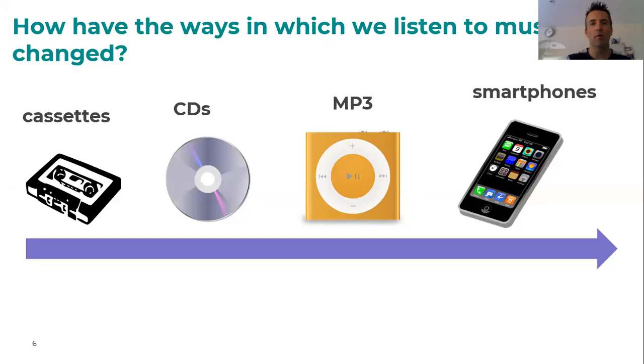So a quick recap to start with. How have the ways in which we listen to music changed over recent years? So we did that a few lessons ago, a quick recap. So in the 1960s, we were using cassettes, then we moved on to CDs around the 1980s, MP3 players around the late 1990s, and then smartphones that could play music in the early 2000s. So that's how it's changed in terms of the ways that we listen to music.